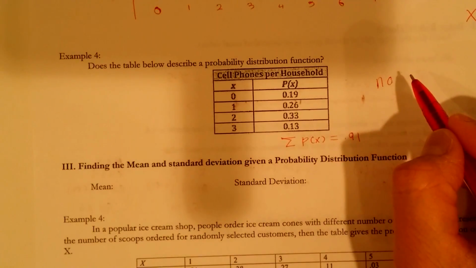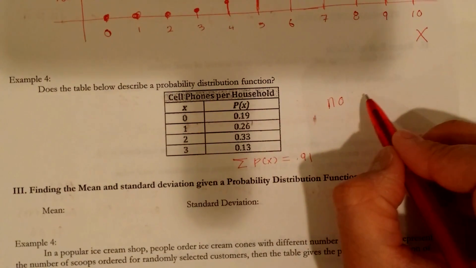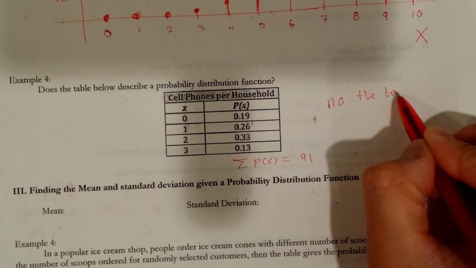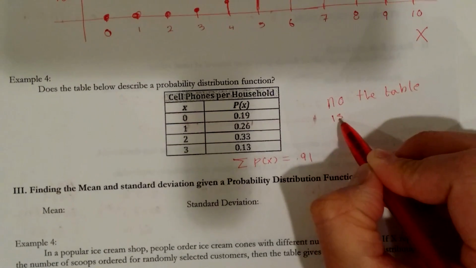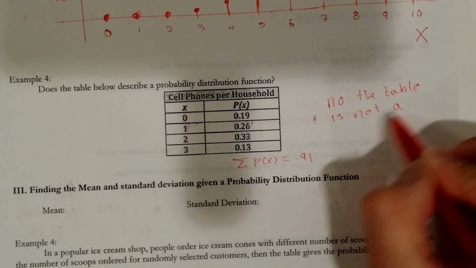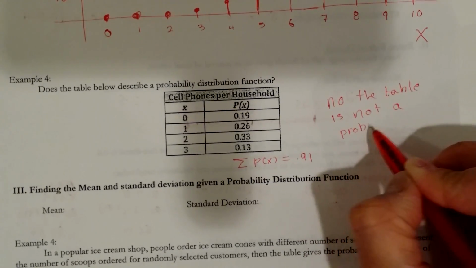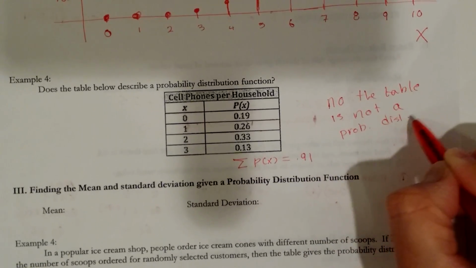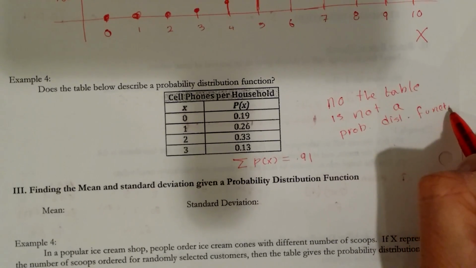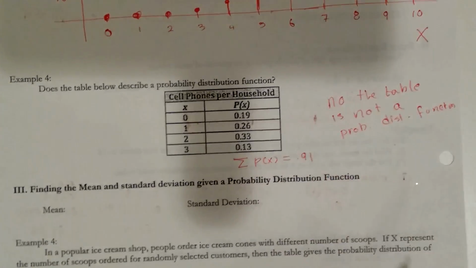No, the table is not a probability distribution function, because the sum did not add up to 1.